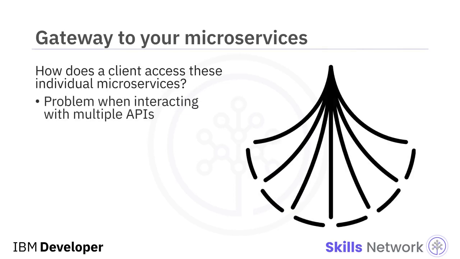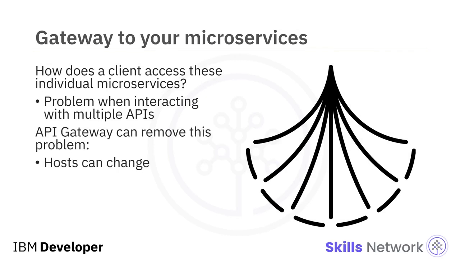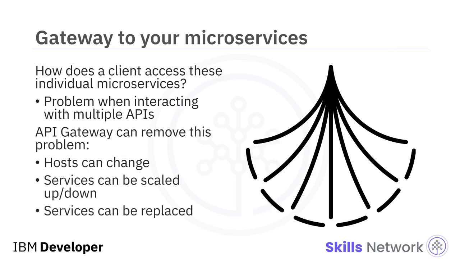This is a problem when you need to interact with multiple APIs. An API gateway can remove this complication and allow you to change hosts and their locations, increase or decrease the number of service instances, and replace your existing service, for example, an ordering service with a new one. The client's access to the services remains undisturbed.